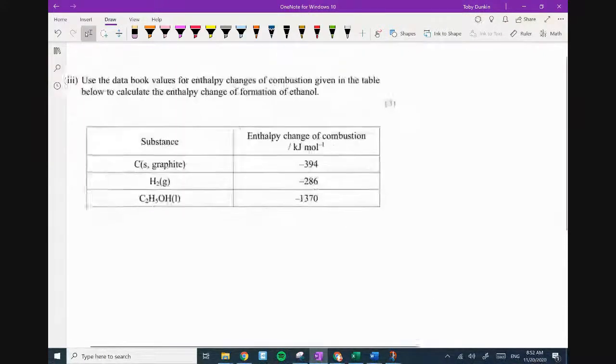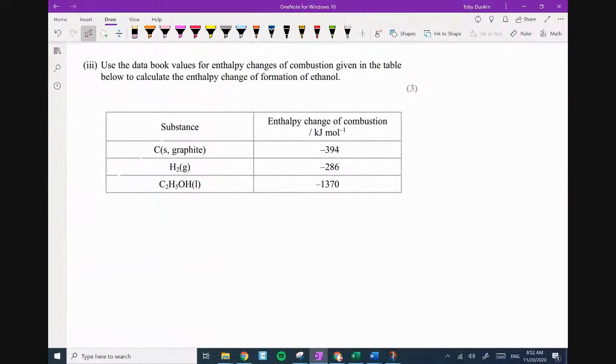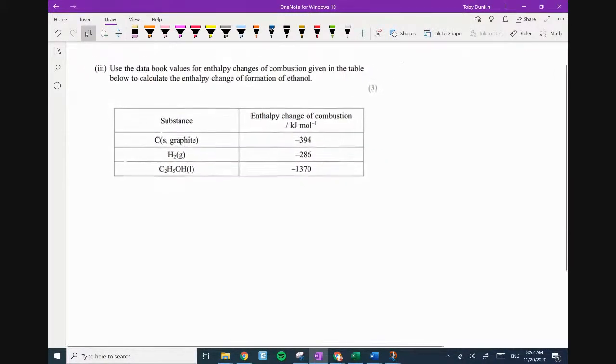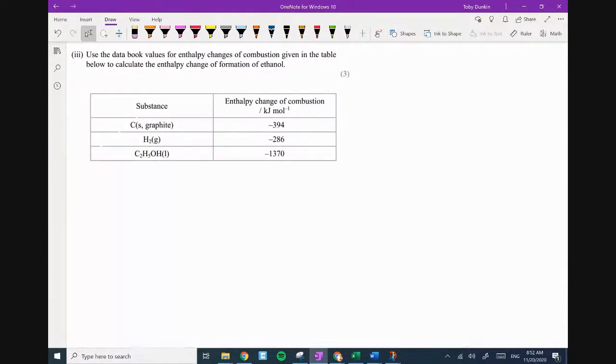Okay. So it says, use the data book values of the entropy changes of combustion given in the table below to calculate the entropy of formation of ethanol. What I'm going to do is show you both methods. We're going to do the cycle first because I have combustion data, so I can create a cycle. Then I'm going to do the equation method, and you're going to see the heat changes are exactly the same. You can decide what method you prefer.